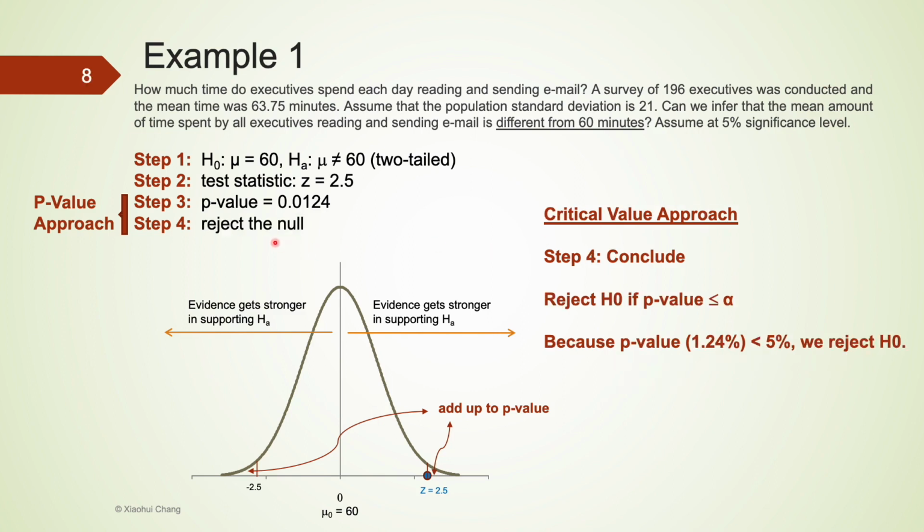In step 4, we compare the p-value with alpha, which is the significance level. We always reject the null if the p-value is less than alpha. So our p-value is about 1%, and alpha is 5%. So clearly the p-value is less than alpha. We reject the null, and we arrive at the same conclusion as that using the critical value approach. That says the average amount of time spent by executives on emails is different from 60 minutes.